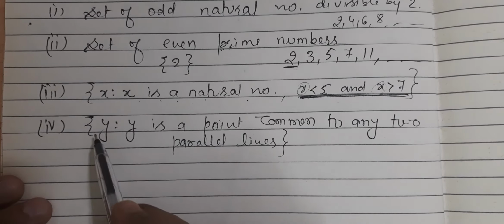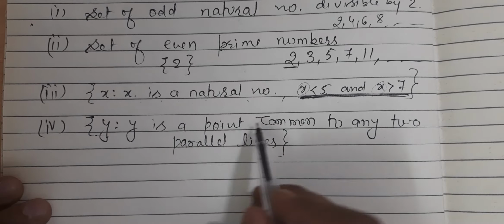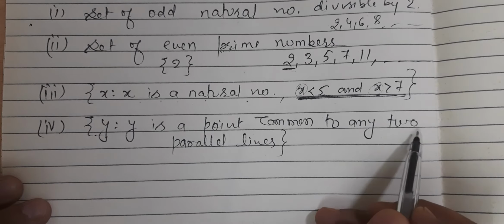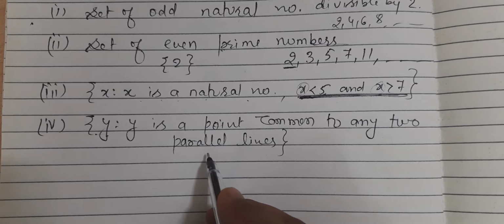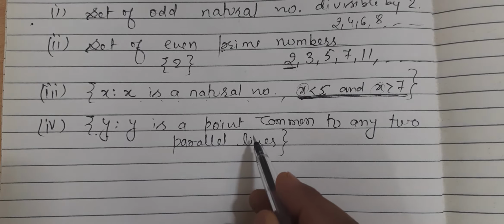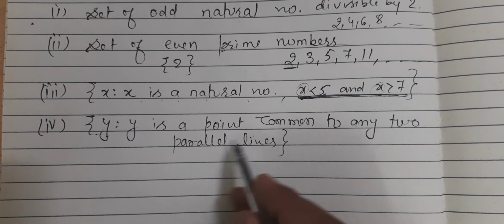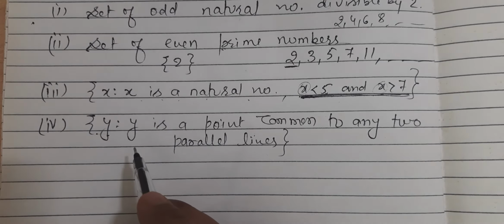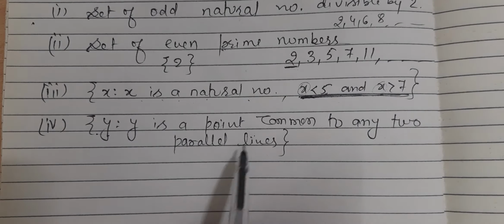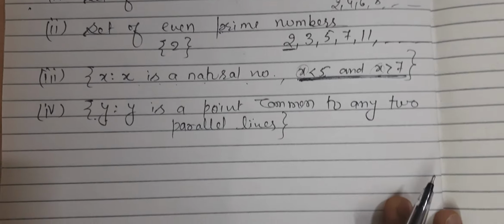Now next is the set of y such that y is a point common to any two parallel lines. We know the definition of parallel lines. Parallel lines never intersect each other, so there is no common point. So this set is also a null set because there is no common point, because both the lines are parallel.